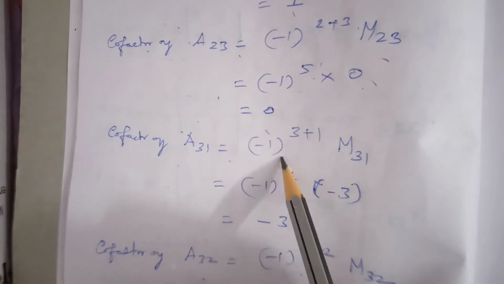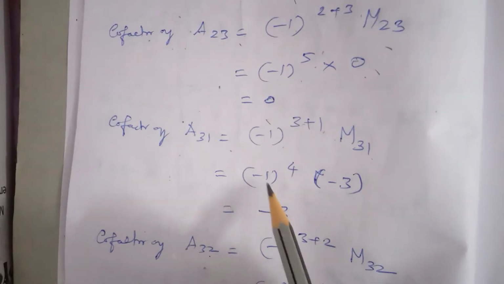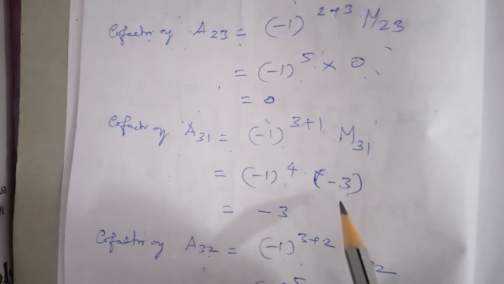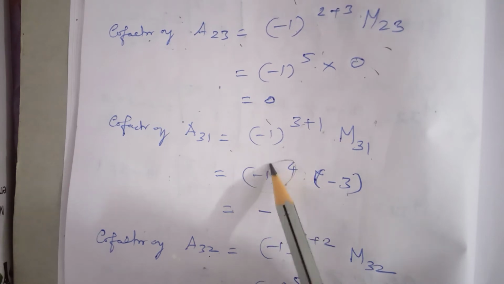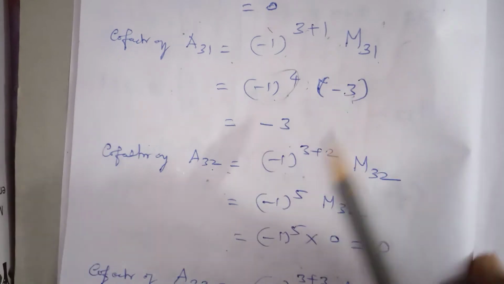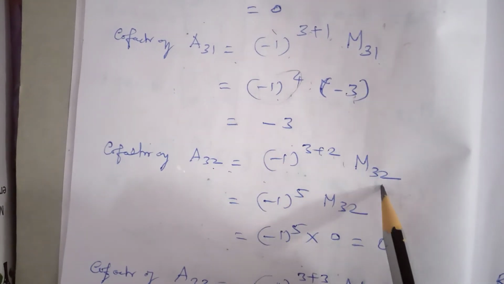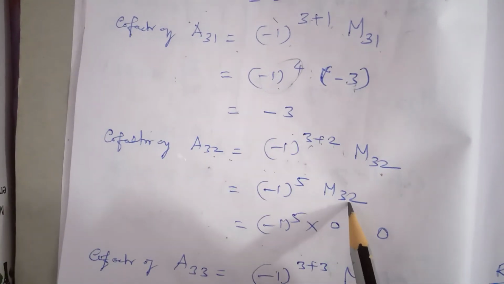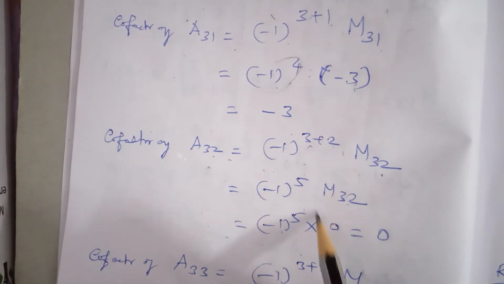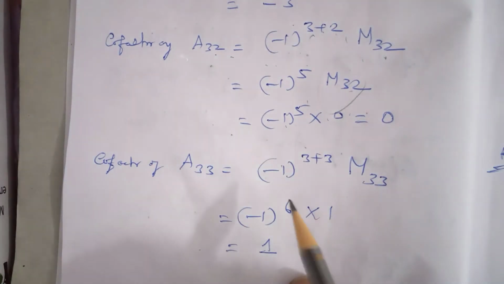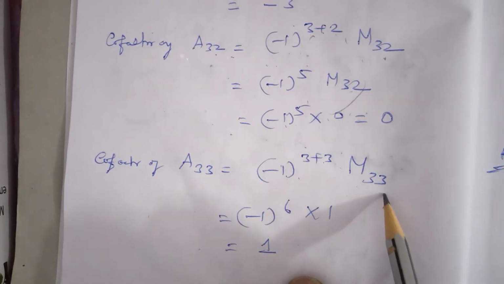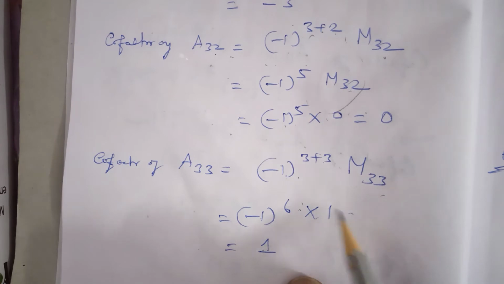Cofactor of A31: minus 1 power 3 plus 1 into M31, minus 1 power 4 into the corresponding value, minus 3. So this one is plus, and 1 into minus 3 is minus 3. Cofactor of A32: minus 1 power 3 plus 2 into M32, minus 1 power 5 into M32. The M32 value is 0, and 0 into anything is 0. Cofactor of A33 equals minus 1 power 3 plus 3 into M33, minus 1 power 6 into 1. Minus 1 power 6 is 1, and 1 into 1 is 1.